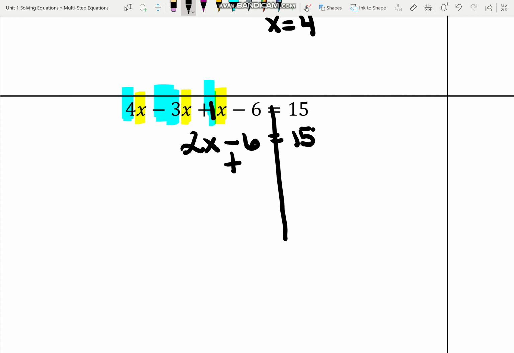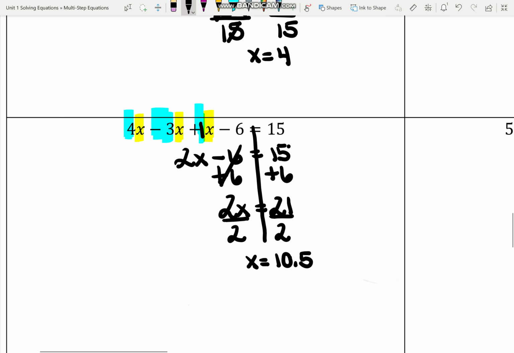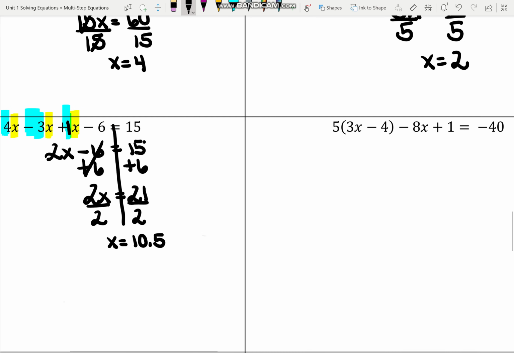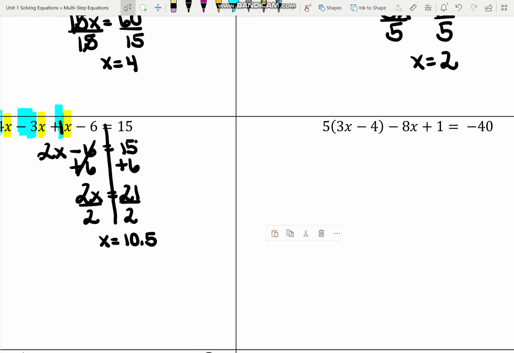In our last problem that we're going to look at today, we're going to kind of put all of it together. Okay, so I'm going to draw my line here. 5 times 3x is 15x. 5 times minus 4 is minus 20. And I'm going to continue writing my equation here. Minus 8x plus 1 equals negative 40.